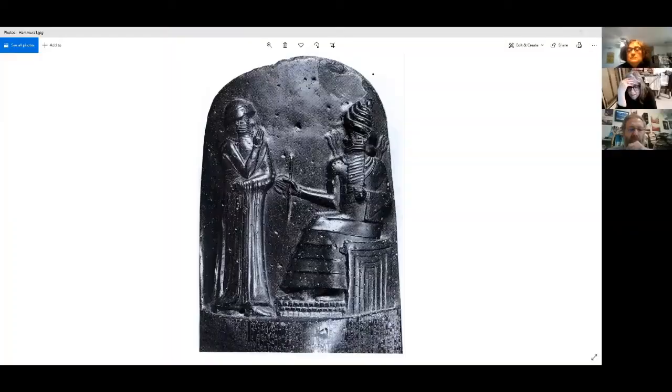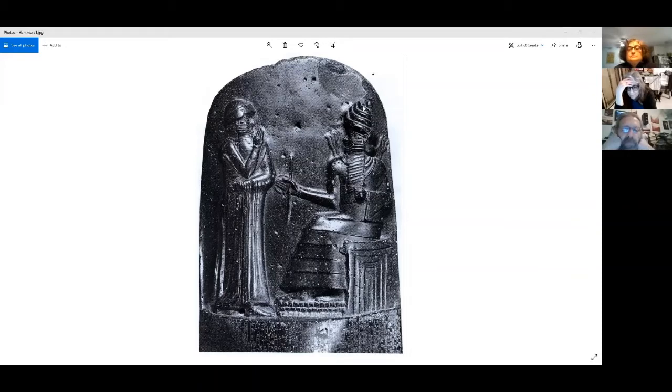And what you see here is the top of the Code of Hammurabi. It's kind of this very large stone monument, and it's written on both sides. So you can see the Akkadian script underneath the picture. Hammurabi is standing. The person sitting is the god Shamash, who is the sun god and also kind of the god of justice.